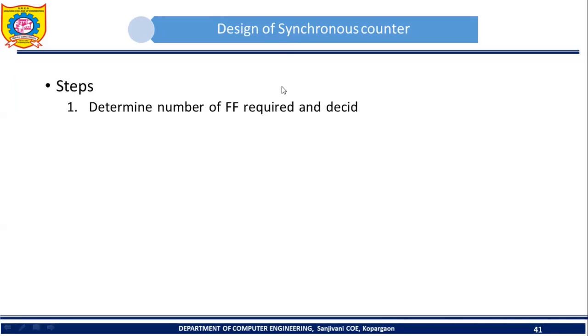Step number 1 is determine the number of flip-flops required and decide the type of flip-flop. It is very simple. You have to determine how many flip-flops will be required to design the given synchronous counter. The number of flip-flops required will depend upon the number of states present in that counter. For example, if we want to design a counter which has 4 states, how many flip-flops will be required? 2 raised to 2 is 4, so 2 flip-flops will be required. In this way you can decide the number of flip-flops required.